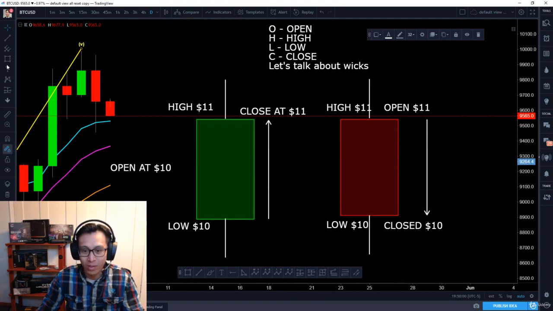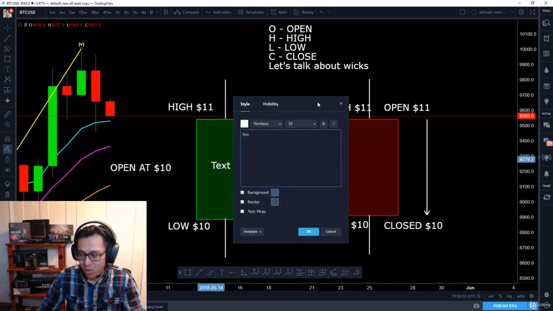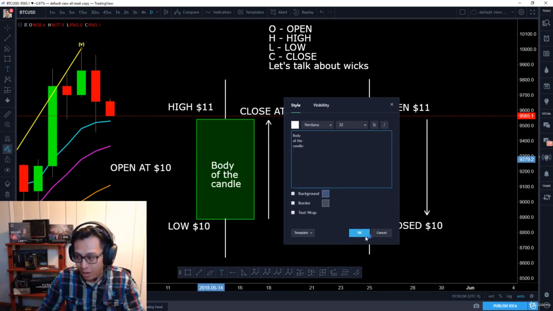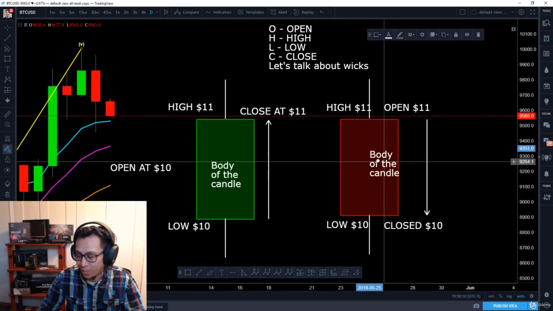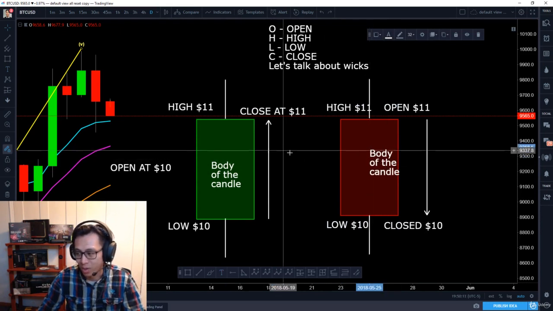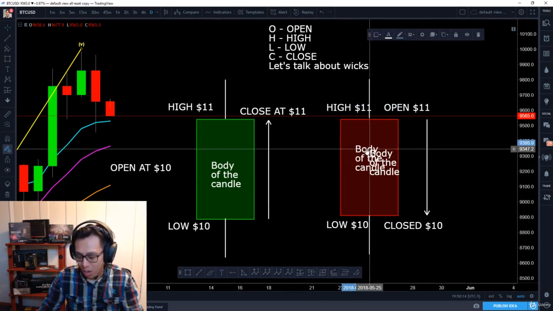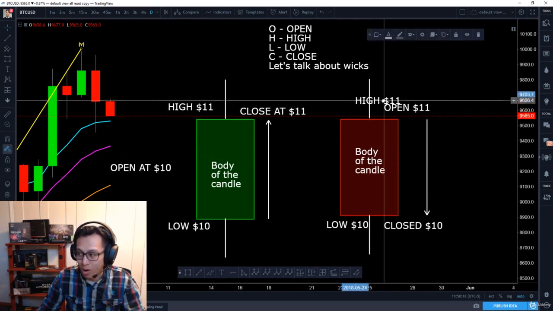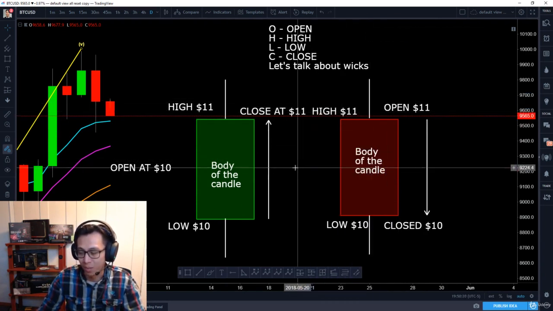So once again, this right here just refers to the body, okay? The body of the candle, known as just the body. That's the body of the candle, and this is just the body of the candle in here. So the body does not actually refer to the wicks at all. So what are these wicks and how can we talk about them, okay?